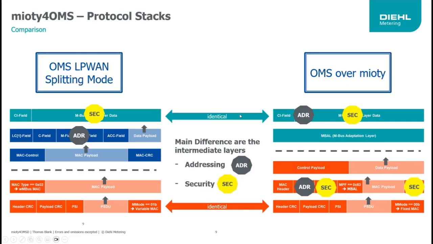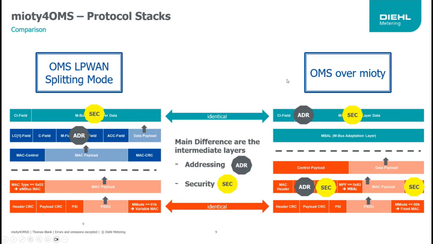Another main difference of these two approaches is the way security is applied. In the OMS LPWAN splitting mode, you have OMS defined security profiles. They are placed on the transport layer, one of the upper layers here, so-called symmetrical security profiles, and they are placed in the upper layer. On the OMS over mioty, you will have the same security here on the upper layer for the OMS security profiles. But additionally, you also have security topics down below in the fixed MAC here.